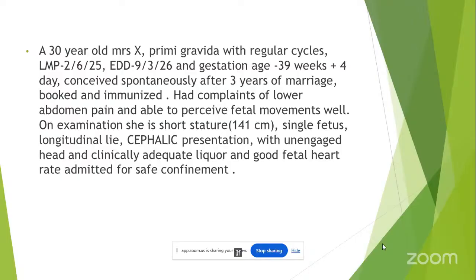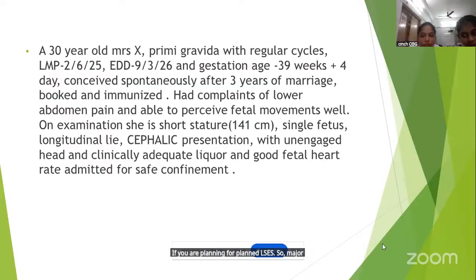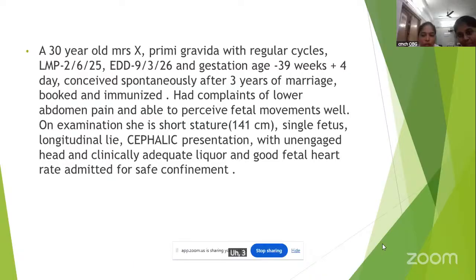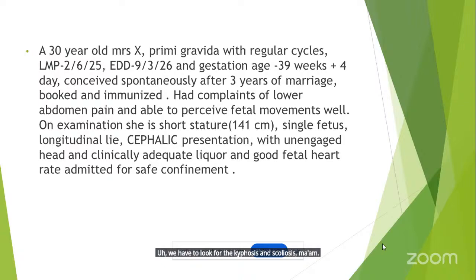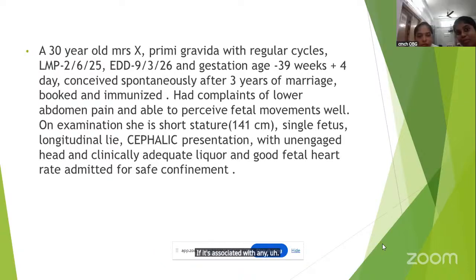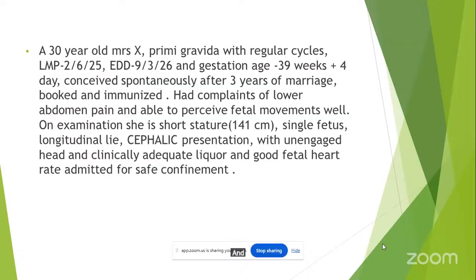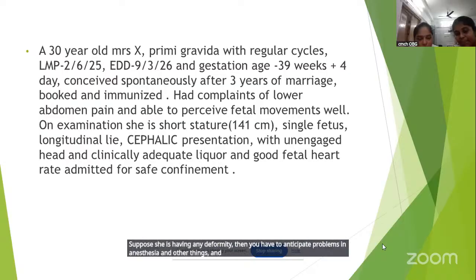If you are planning a planned LSCS for major degree CPD, at what gestational age do you want to do that? 39 completed weeks, ma'am. What precautions should you take before doing that? We have to look for kyphosis and scoliosis, ma'am. If it's associated with spinal deformities, there can be respiratory compromise, so you have to get clearance from the thoracic medicine side and then go for elective C-section. If she has any deformity, you have to anticipate problems in anesthesia and other respiratory problems, so you have to get an opinion.